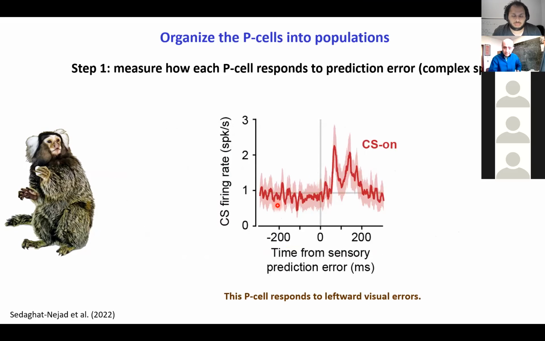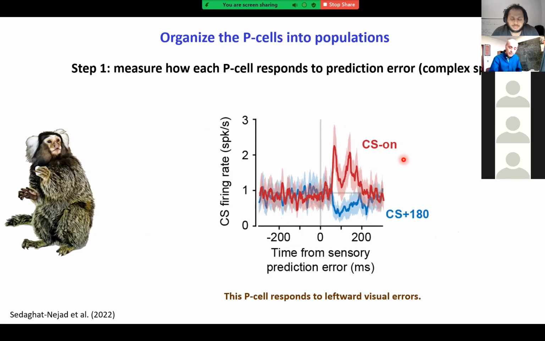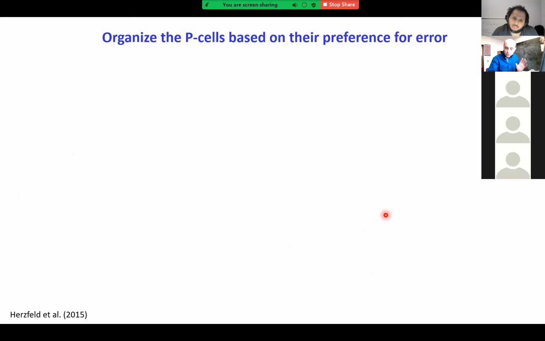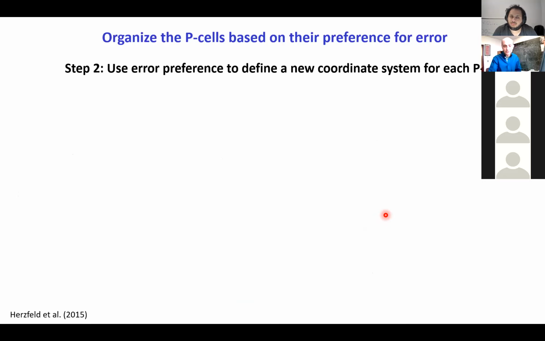There it is. It generated complex spikes after this sensory prediction error occurred, and it cared for something that we're going to call CS on. CS on is the direction of error that engaged this Purkinje cell. If we do it in the opposite direction, you see it suppresses the complex spikes. So what we have done is form a tuning based on this complex spike activity, and we've defined its preferred error.